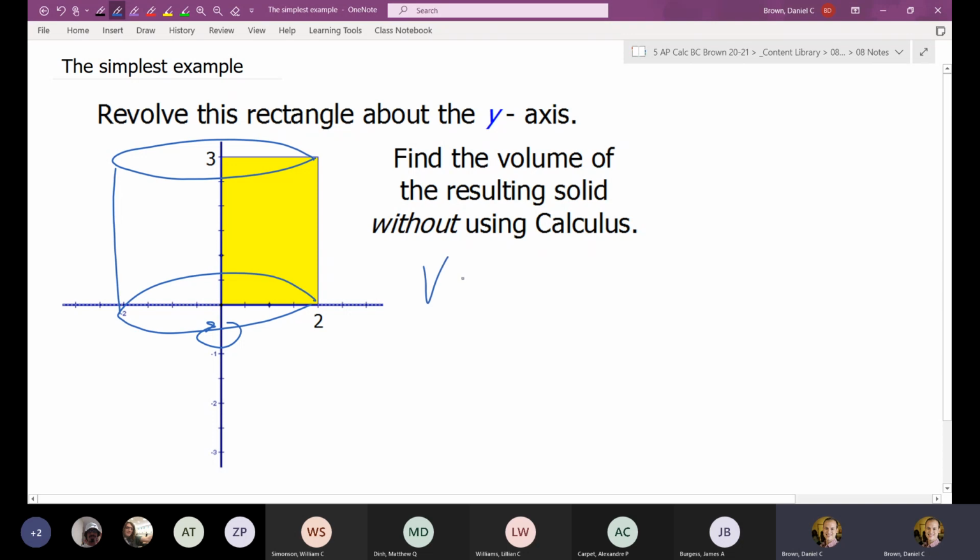Volume is still going to be pi r squared, that's the area of the base, times the height. So the volume, this one would be pi. This time the radius is 2, and the height is 3. And that radius is going through the region like this.